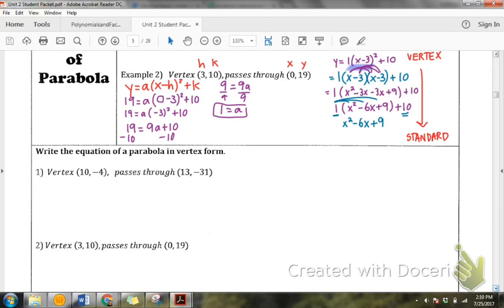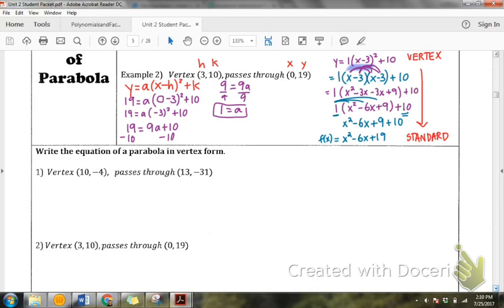And now I can take the parentheses off. I have my plus 10 out there. What do you think my last step is here? The 9 and the 10 to make 19. So I have x squared minus 6x plus 19 equals f of x.